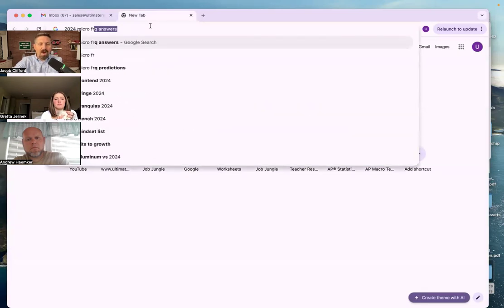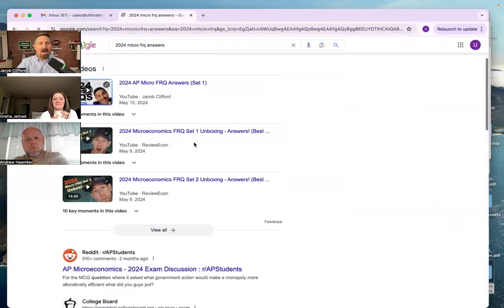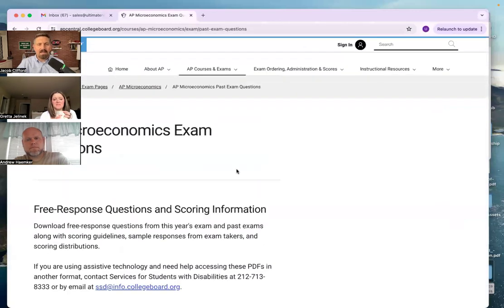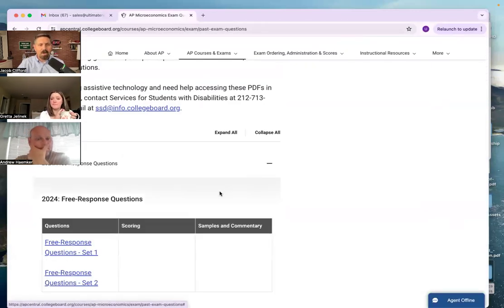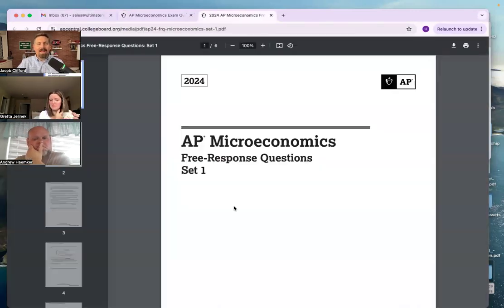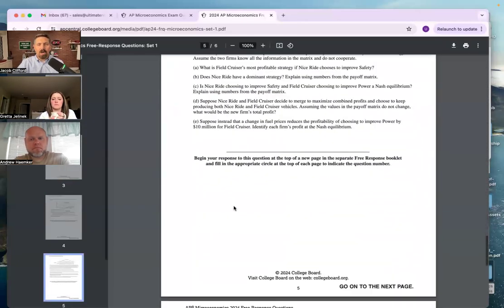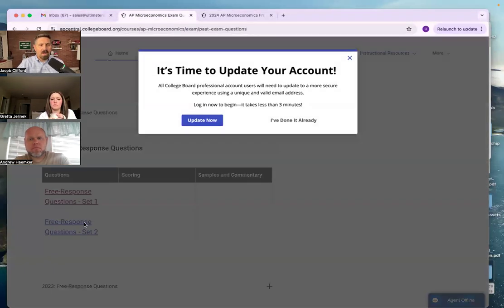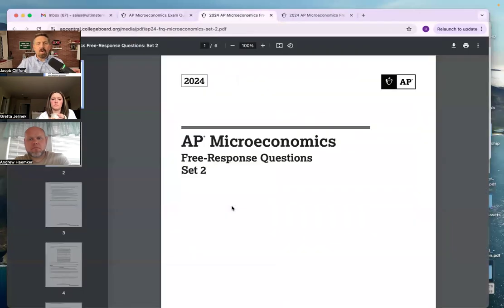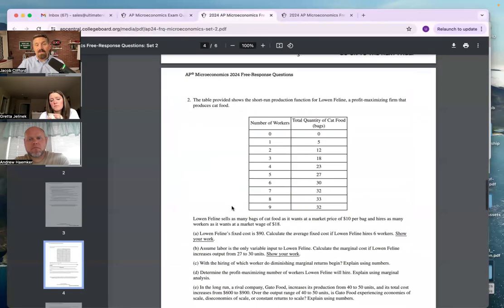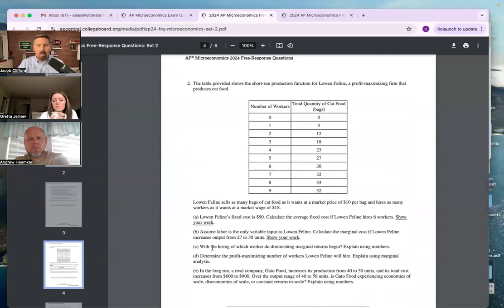2024 micro FRQ. So they changed the way that they're assessing these things. Can you guys see my screen? Good. Okay. So the one that had the workers, this question had very few points where it said, determine the profit maximizing number of workers for this firm, which is an easy question, right? It's marginal analysis. How many workers should this firm hire? And then it said, explain using marginal analysis.